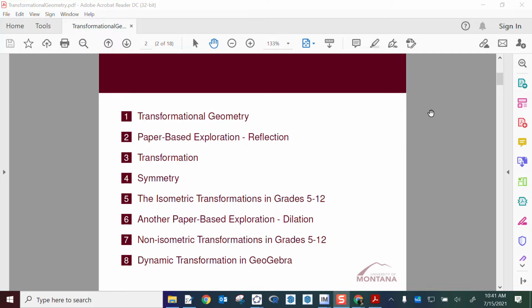And then do another paper-based exploration on dilation, and then define and talk about the properties of the non-isometric transformation of dilation, and then spend the last part of the lecture on how we can use technology to support, or display, these things to our students.